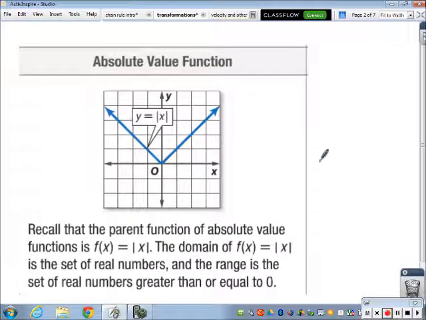So some examples of parent functions. The absolute value function has a parent function which is just y equals the absolute value of x. That's the simplest form of this function. The domain is the set of all real numbers, so no matter what x value you put in, you get a defined y value. And the range is the set of real numbers greater than or equal to 0. So all the y's for this parent function will be positive.